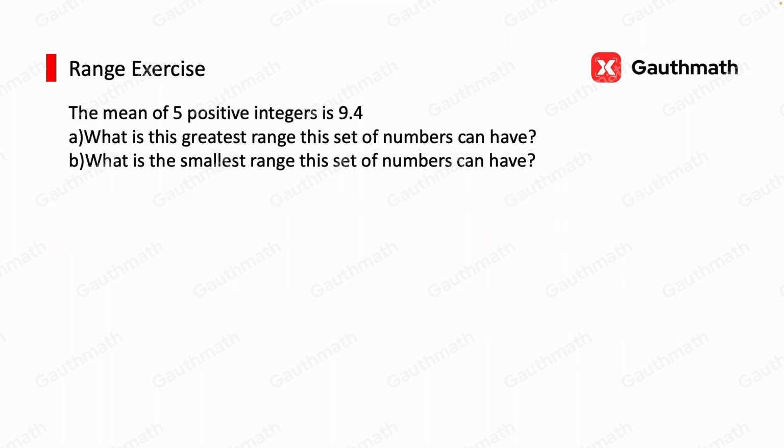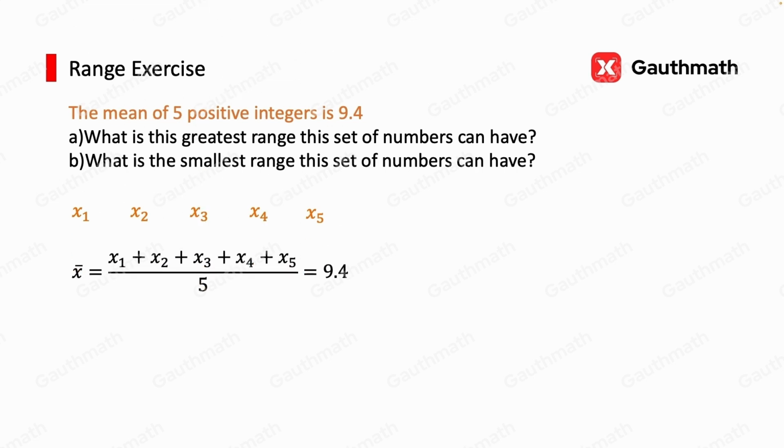Now we know what range is. Let's take a look at the practice problem. The mean of 5 positive integers is 9.4. What is the greatest range this set of numbers can have? What is the smallest? Okay, so we have 5 positive integers. Let's call them x1 to x5.